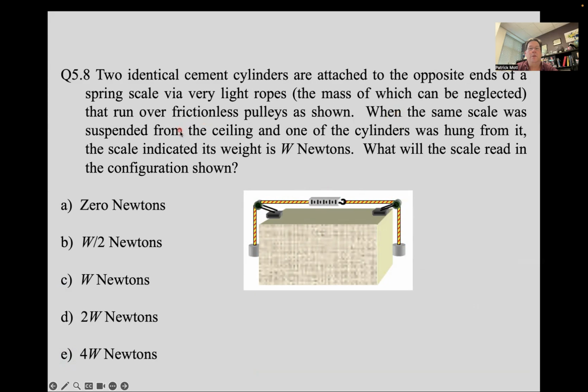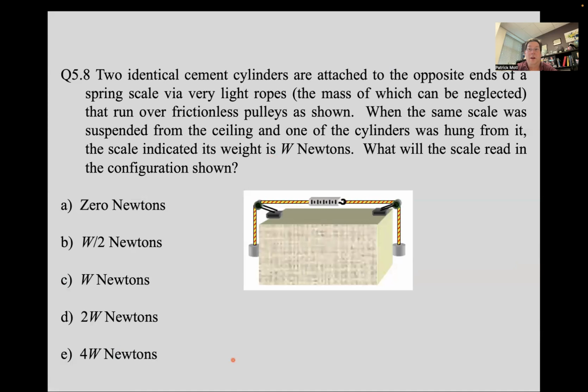When the same scale was suspended from the ceiling and one of the cylinders was hung from it, the scale indicated its weight is W newtons. What would the scale read in the configuration shown? So now the spring scale is horizontal and I have weights hanging off on both sides. So think about it, talk about it with your physics friends.